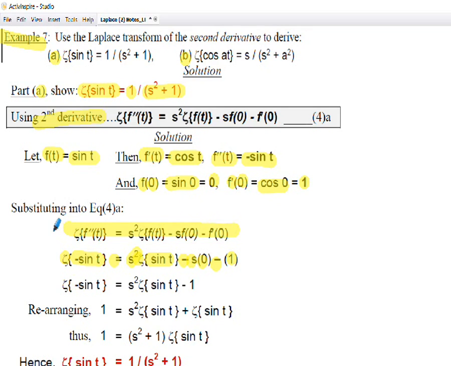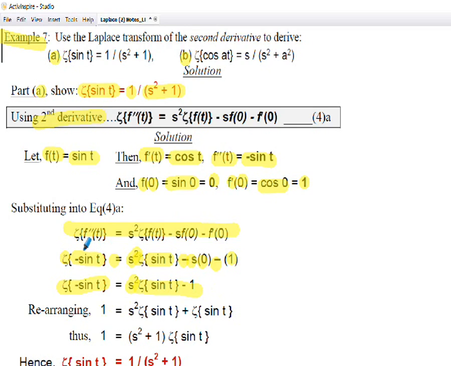Okay, on the left hand side I'm keeping it the same. I could have taken a negative outside the bracket had I wanted to there, but I've left it inside for now. That's equal to s squared Laplace transform of sin t take away 1. I've just removed the s times 0 term, which has disappeared.